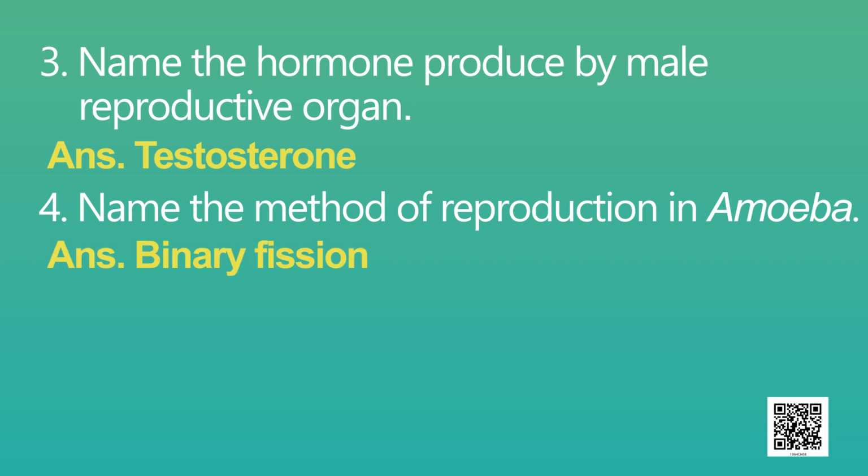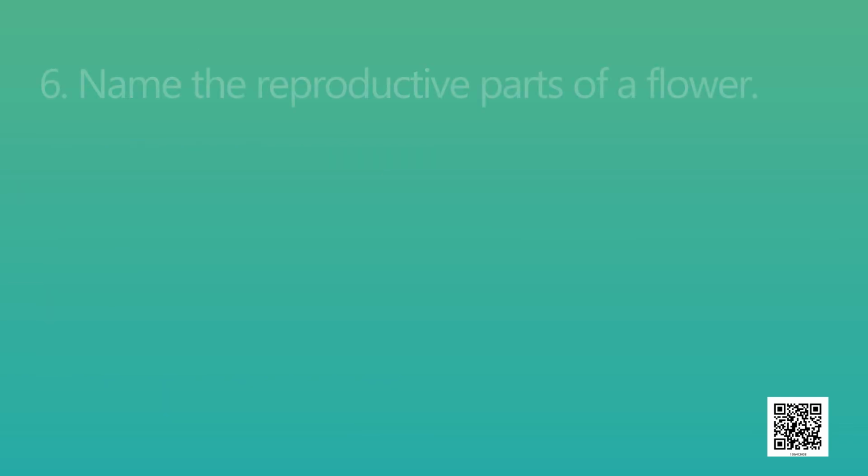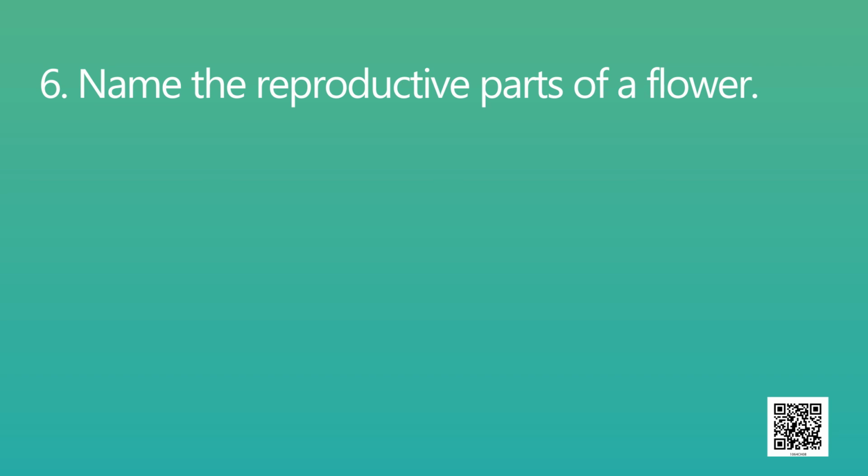My next question is, what is pollination? The transfer of pollen from one flower to the other is called pollination. My next question, name the reproductive parts of a flower. And the reproductive parts of flower are stamen and pistil.